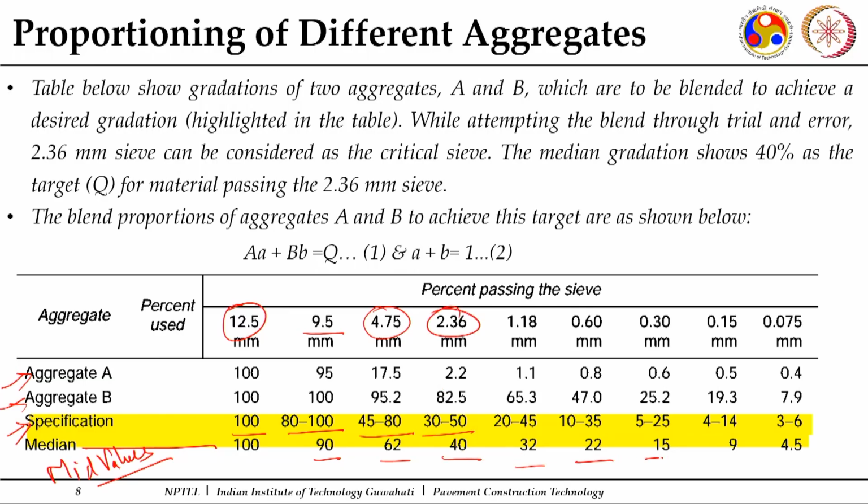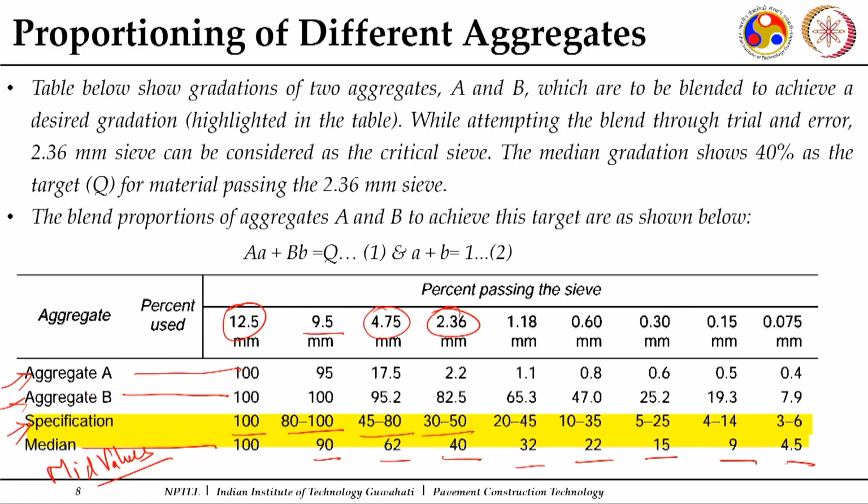Why am I mentioning mid values here? Because I will be targeting the mid values. If I target the mid values, hopefully what I arrive at will be within the range. So, I will prefer to target the mid value for my combination. Now, in this case you have two aggregates only and you have to combine them. Now, the individual gradation of these two materials is given. Can I work it out with a single source only?